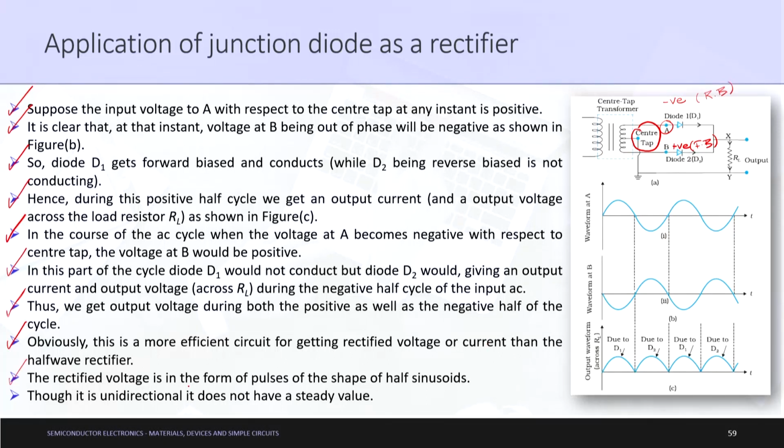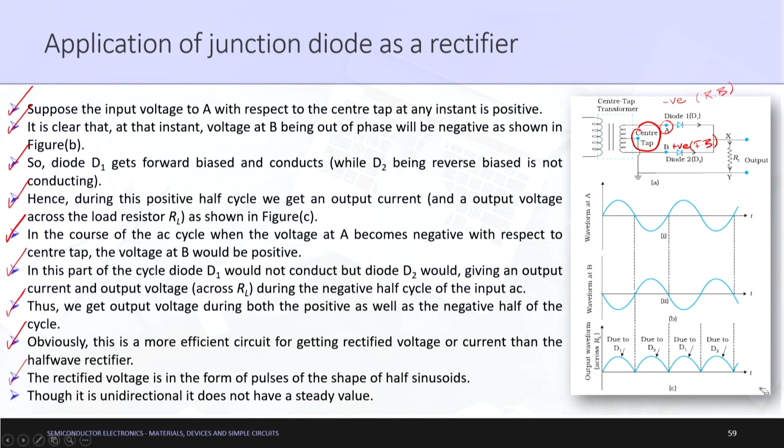The rectified voltage is in the form of pulses of the shape of half sinusoids. As you can see clearly, the rectified voltage is in the form of pulses, in the form of a half sinusoid. This is a full sinusoid and this is a half sinusoid. So, as you can see clearly, this is in the form of half sinusoids.